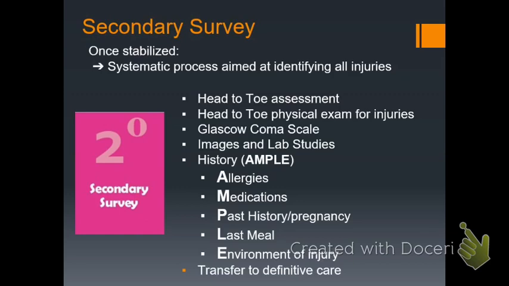Because if your A and B are messed up, you start doing your secondary survey around your lungs. If your C is messed up, you're going to do your secondary survey around areas where you think you are losing blood or causing you to have circulation problems. Maybe there's something wrong with your heart, but basically you go into your secondary survey around those areas.